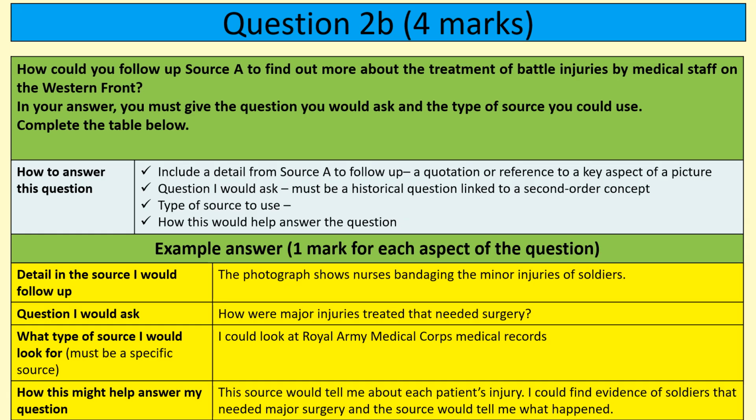Now, a common error that people sometimes make in this third point, the type of source: remember that source is information from that time period. So you can't put down a history book or the internet or a school textbook, because they're not sources, they are historical interpretations. So it must be a source for that one. So that's how you do question 2b.